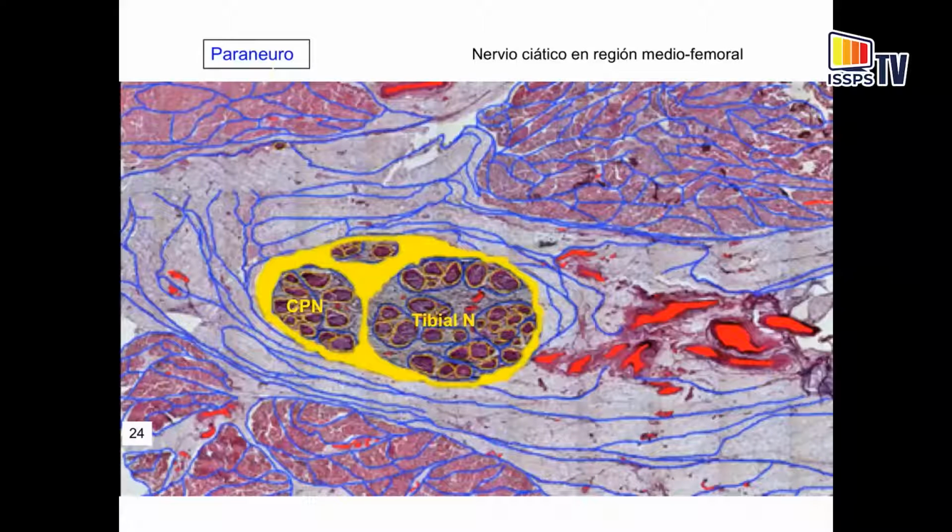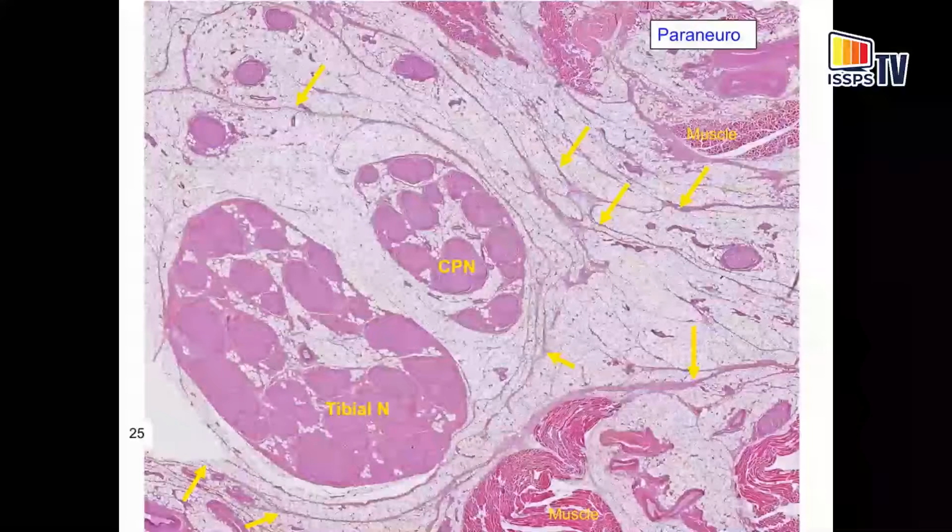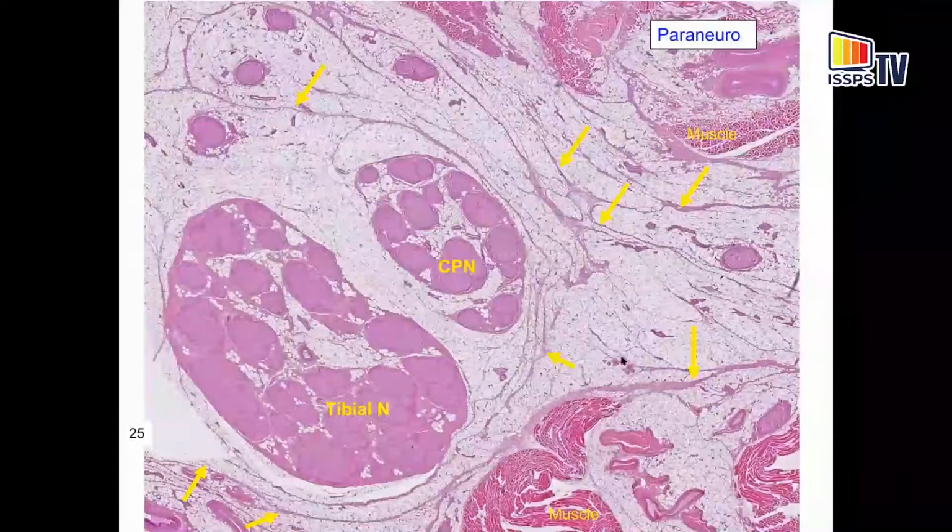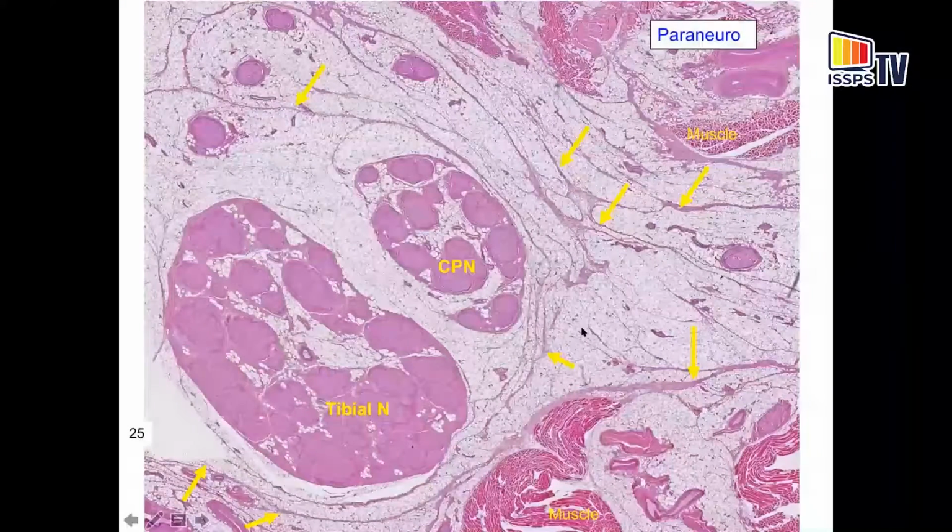In this case, local anesthetic volume was injected in the innermost fat compartment of the tibial nerve and common peroneal nerve. Conceptually, this one is not an intraneural injection. In this picture, we see several concentric circumneuriums, also named paraneurium or circumneurium.